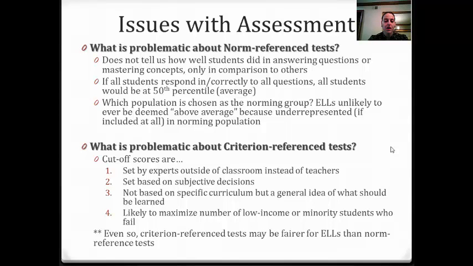Okay. So when we compare norm reference tests versus criterion reference tests, the better option for English language learners is criterion reference tests, because at least their score doesn't come out as being compared to a population that doesn't represent them at all. Okay, so the more fair option between these two would be the criterion reference test.